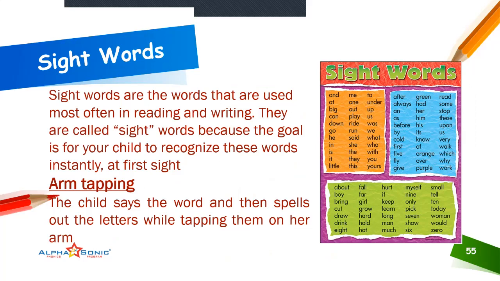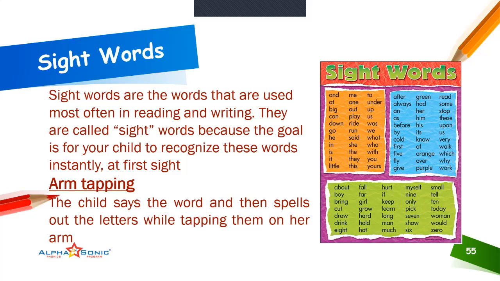And now we go to another concept which is called sight words. As the word suggests, sight means you see, say and learn. How are they different from other words? They don't follow any phonetic rule. So, for example, about. Here we need to start introducing a new methodology, which is called arm tapping.